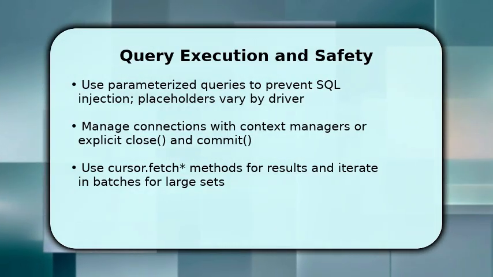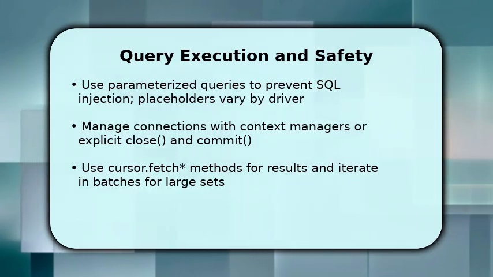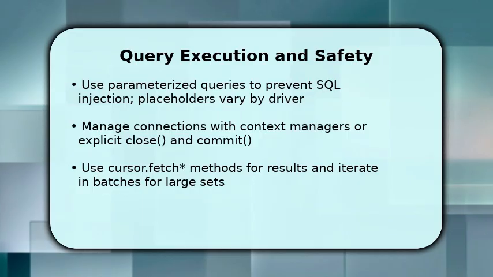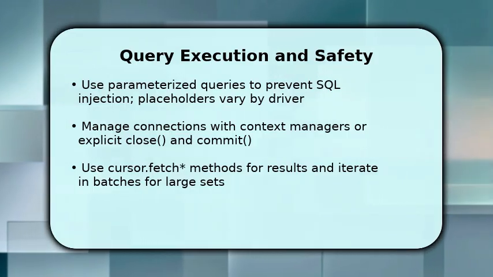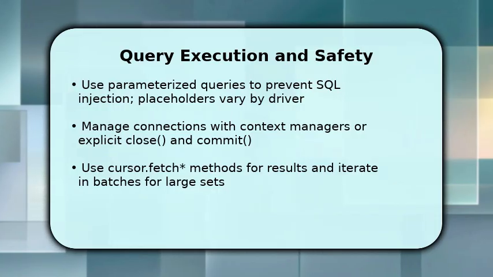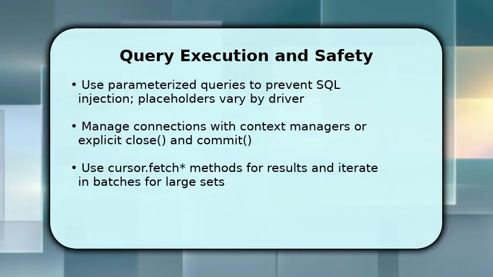Pass parameters separately instead of string concatenation to protect your app. Then execute and either commit for writes or fetch results for reads. Use fetchone, fetchmany with size, or fetchall, depending on result volume.